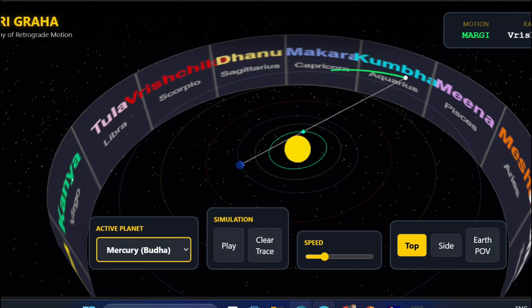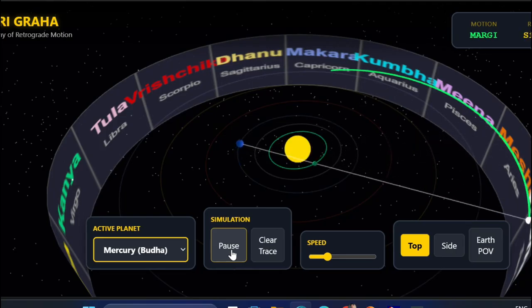Okay. So now I will just play it. See, you can see this green mark, right? This green line represents the trace of Mercury on zodiac belt. When it is green, it is showing direct motion. And when it becomes red, it will show indirect motion. So I'm just playing it. So you can see.